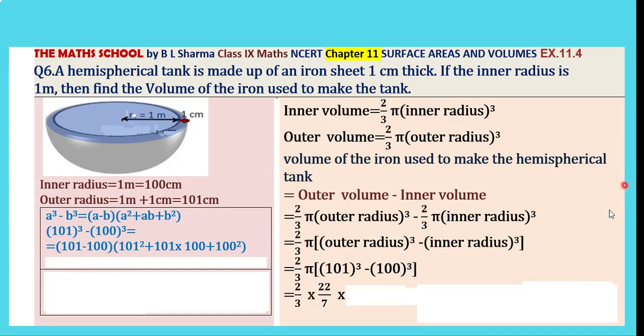So on calculating, we get 30301. So in place of 101 power 3 minus 100 power 3, we can directly write 30301. And on calculating, it is 63487, 63,487 centimeter cube.